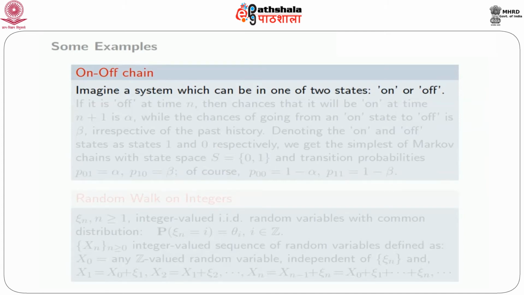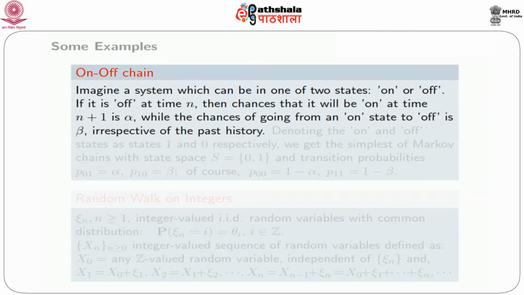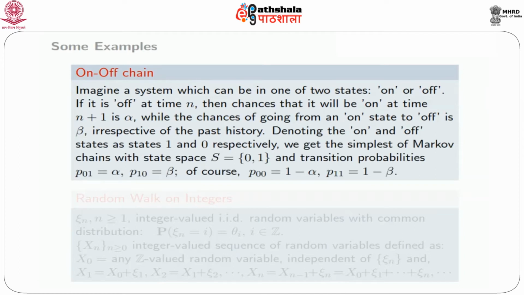Now here's the model that we assume. If it is off at time n, then the chance that it will be on at time n plus 1 is alpha. Well, the chance of going from an on state to off is beta. And we assume that that is the case irrespective of past history. That's a Markov property. Denoting on and off states as states 1 and 0 respectively, we get the simplest of Markov chains with two states.